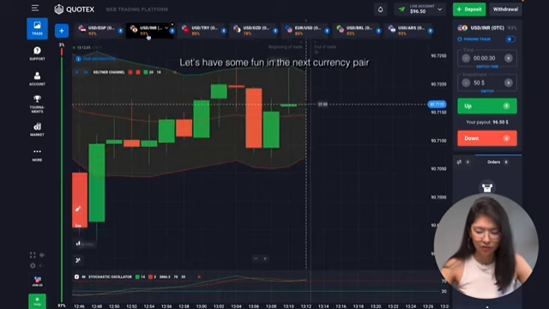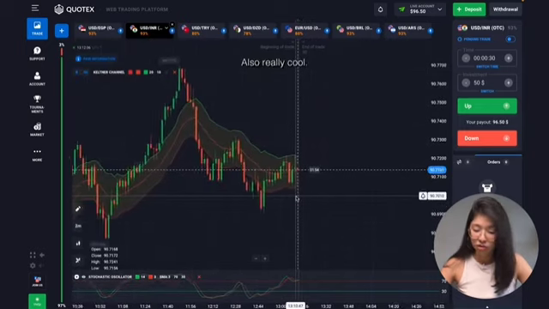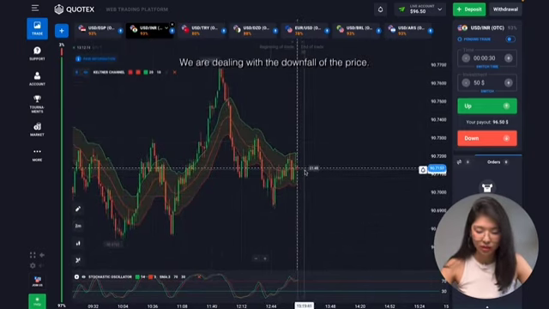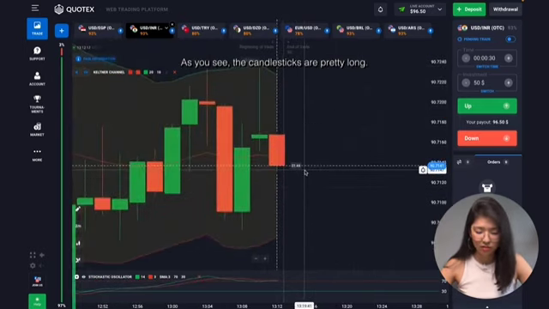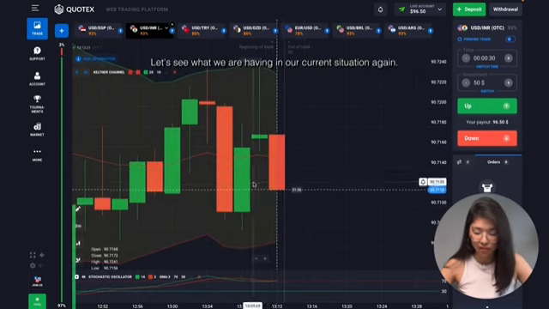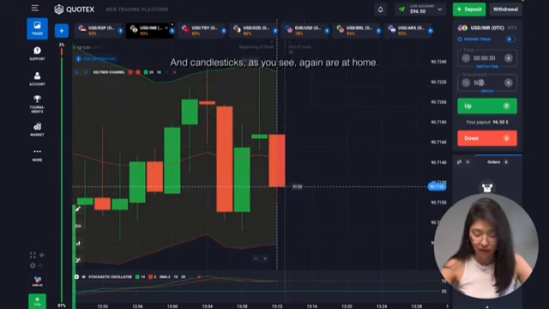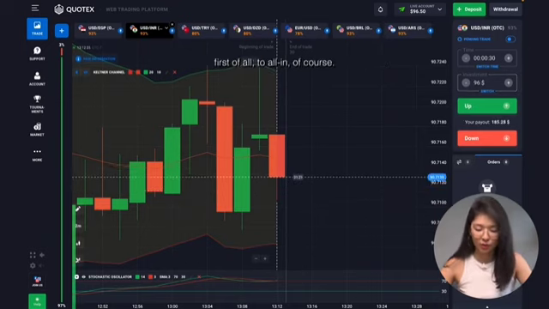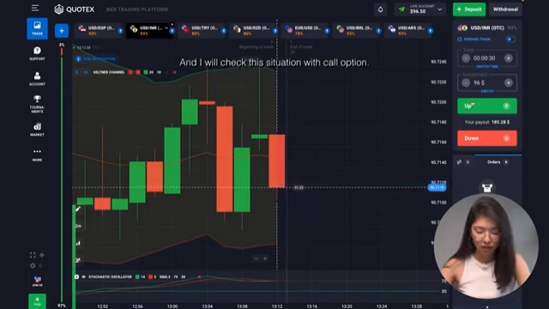So let's have some fun in the next currency pair with 93% payout. Also really cool, and what I can say, we're dealing with a downfall of the price, but anyway it's pretty volatile. As you see, the candlesticks are pretty long, and let's see what we're having in our current situation. The corridor of the Keltner Channel is narrowing, and the candlesticks are again at home. So let me change my investment box first of all to all in, of course, and I will check the situation with a call option.